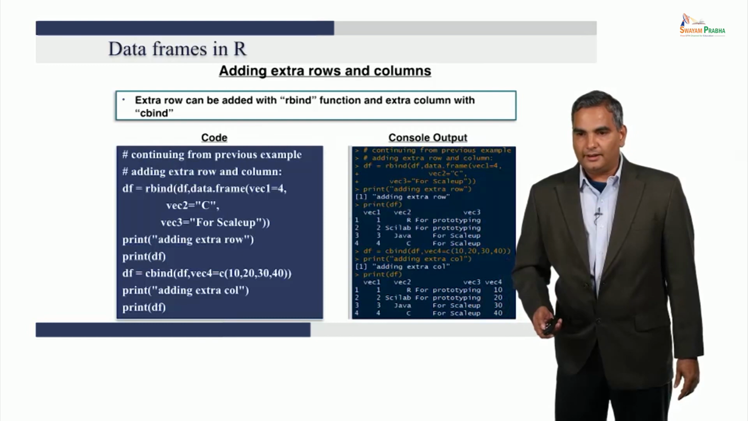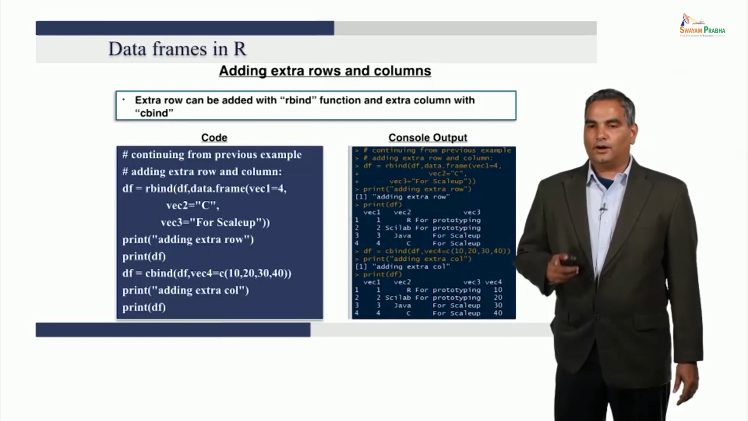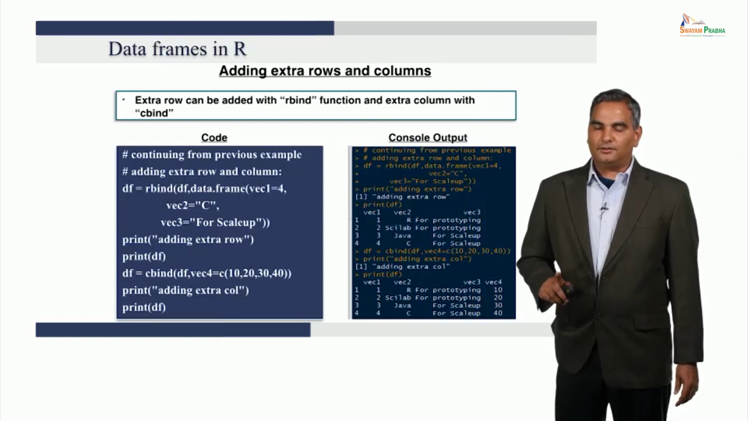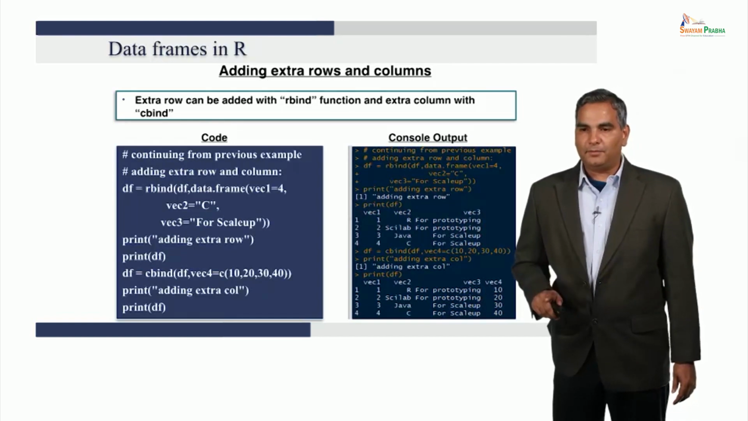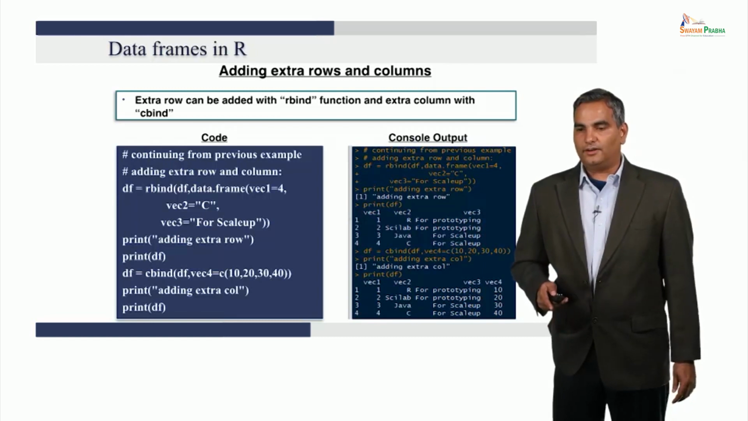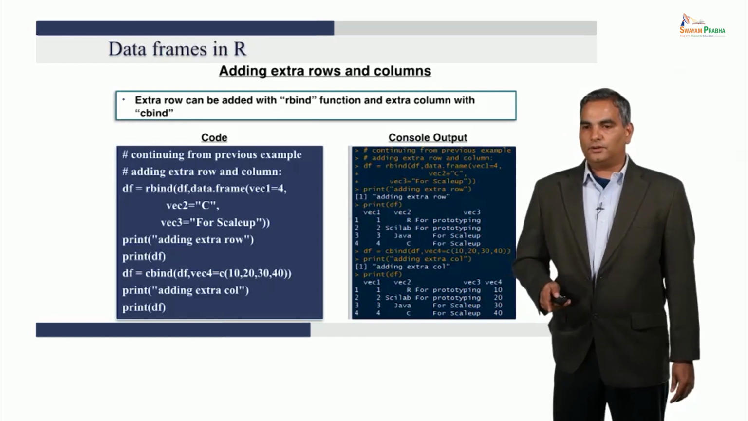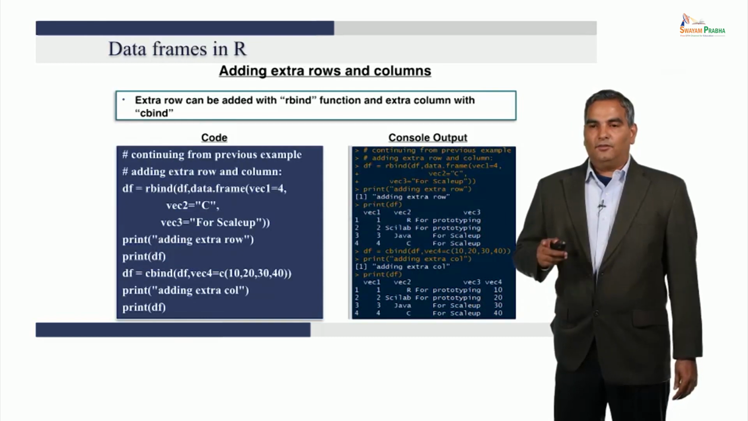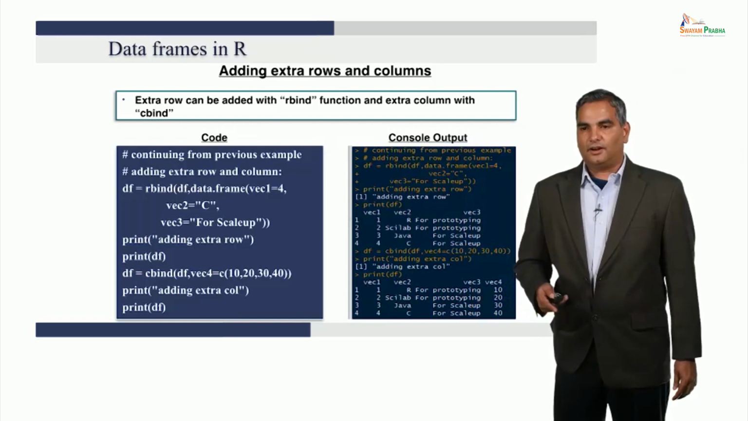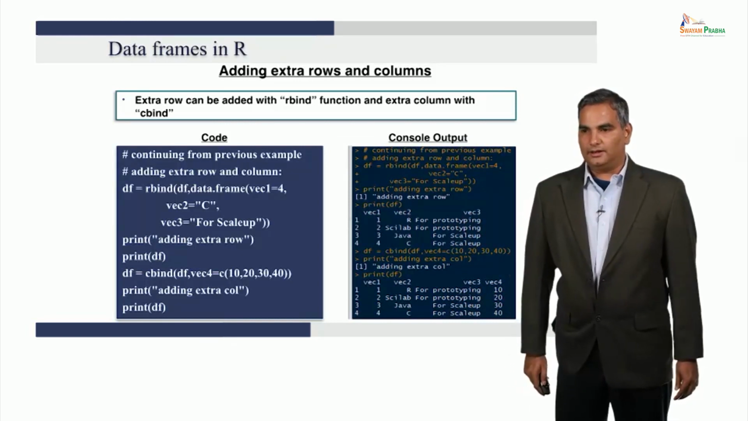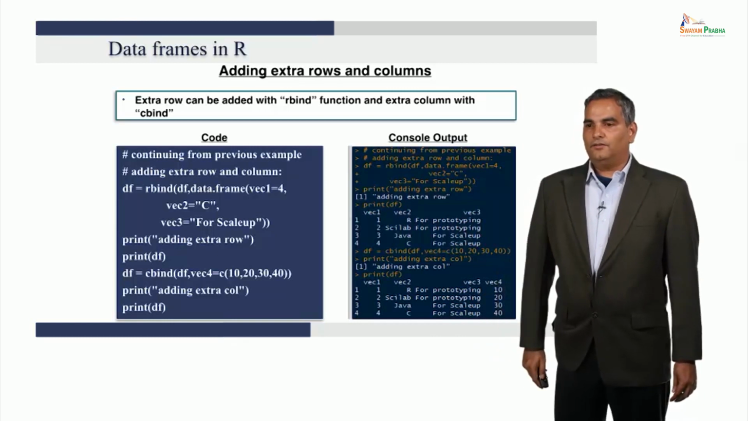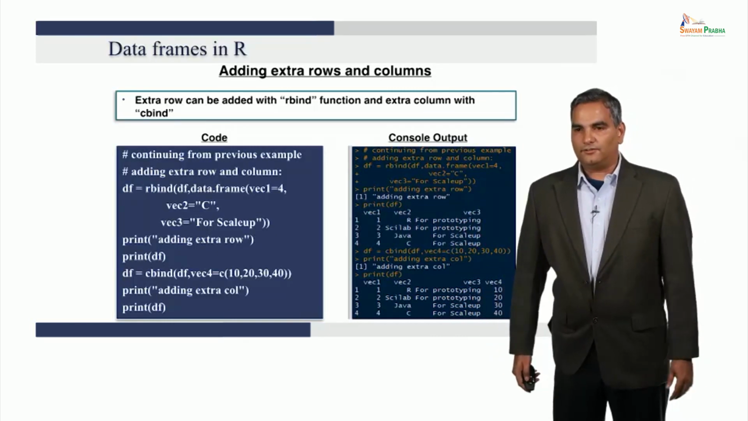Very similarly, you add another column. But now when you add the column, because each column has to be of the same type, all the elements have to be of the same type. So looking at the code here, whenever you cbind, there's a 4th column that is being added, and within that 4th column, all elements have to be of the same type. In this case, all elements are integers that you see here. So the result is seen in the console output. You have an extra column with these integers 10, 20, 30, and 40.